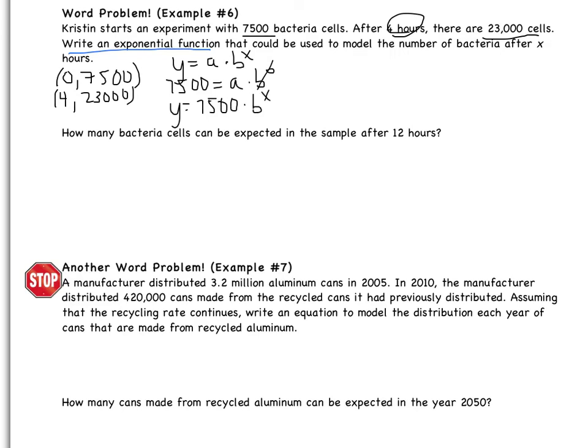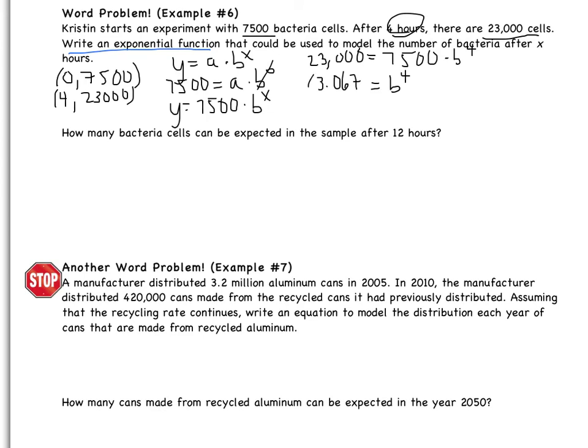Okay, so now I need to substitute in my second point. 4 will be substituted for x, 23,000 will be substituted for y. So I have 23,000 equals 7,500 times b to the 4th. When I divide by 7,500, I get b to the 4th equals 3.067.